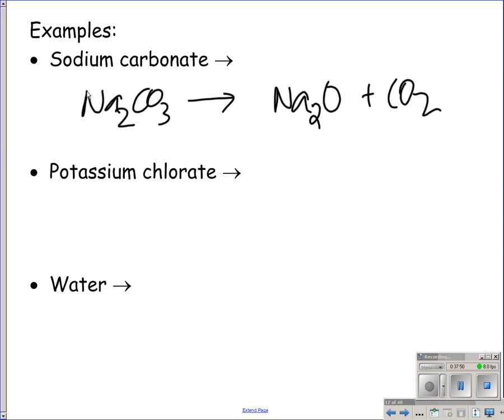Is that balanced all the way? Yep. So I'm gonna do electricity here. Lightning bolt. Harry Potter. Okay. Potassium chlorate.